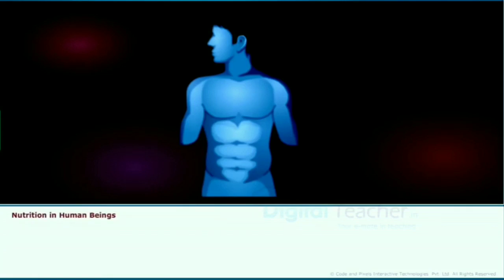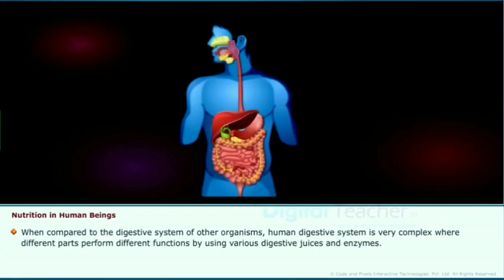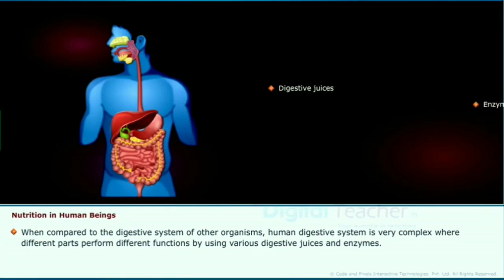Now, let us learn about nutrition in human beings. When compared to the digestive system of other organisms, the human digestive system is very complex, where different parts perform different functions by using various digestive juices and enzymes.